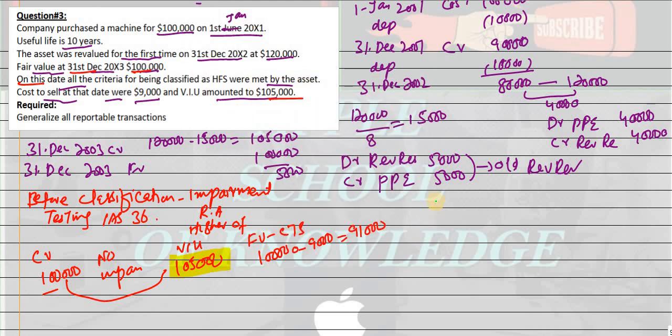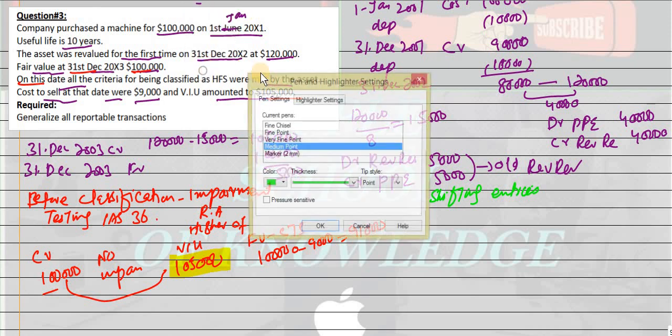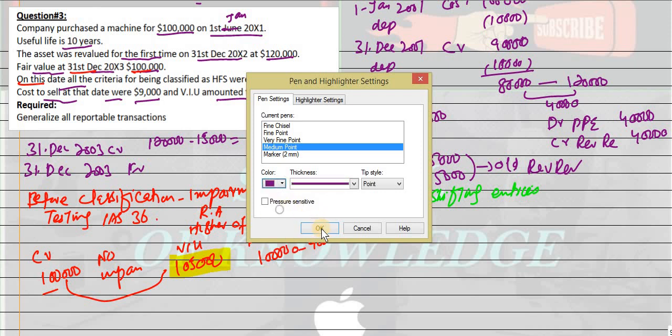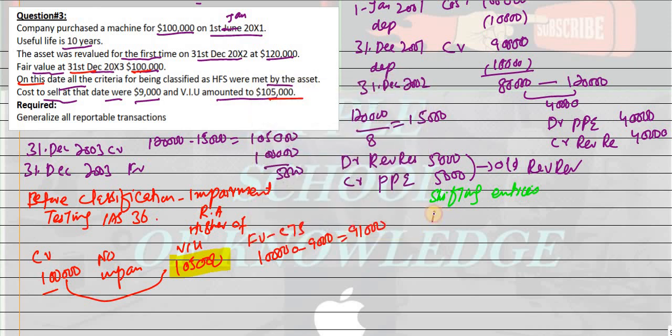Okay, if we just continue, then we have to do another thing, and that is shifting entries. In shifting entries, you have just to shift the asset. So the non-current asset held for sale will be debit, and credit will be the property, plant and equipment, and the amount will be 100, the carrying amount.